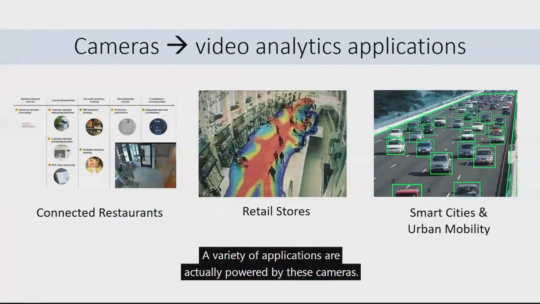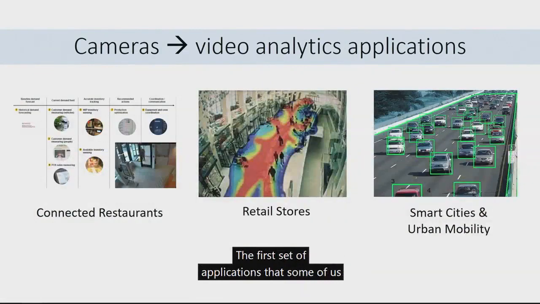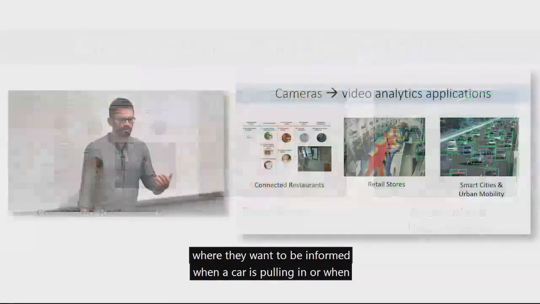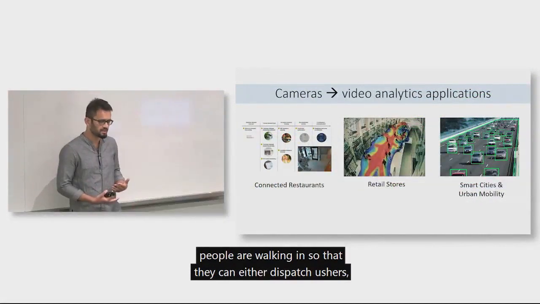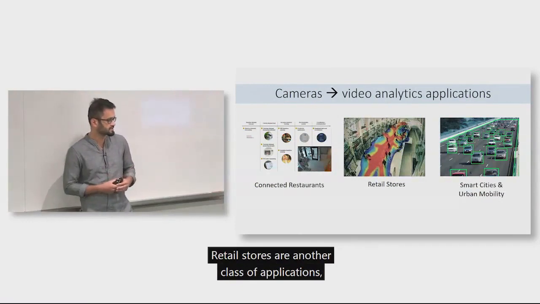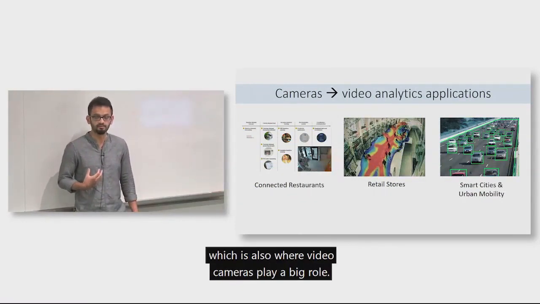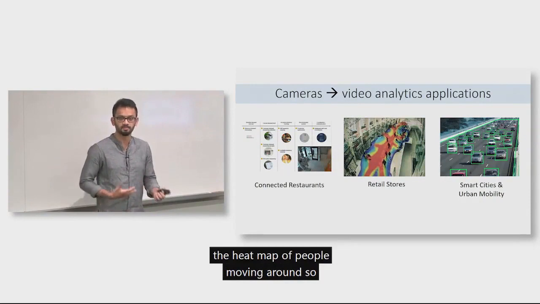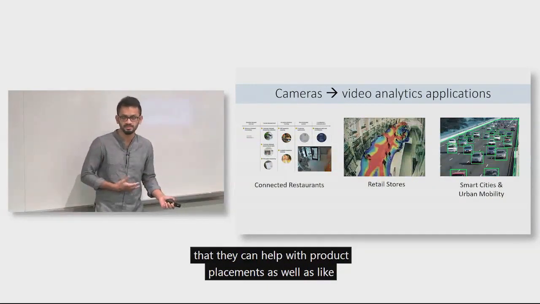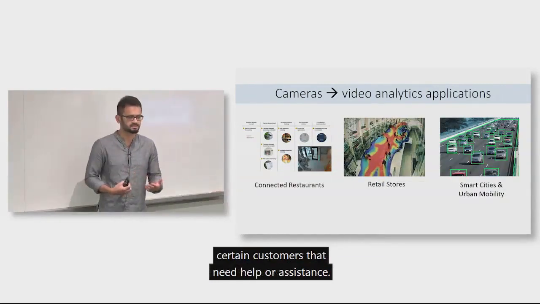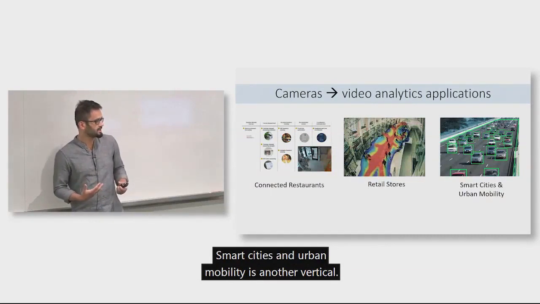And what do people do with these cameras today? A variety of applications are actually powered by these cameras. The first set of applications that some of us have worked on is deployed by restaurants, where they want to be informed when a car is pulling in or when people are walking in, so that they can either dispatch ushers or pre-make certain food items. Retail stores are another class of applications, which is also where video cameras play a big role. People want to know, from a historical perspective, what the heat map of people moving around looks like so that they can help with product placements, as well as real-time intervention when they see certain customers that need help or assistance. Smart cities and urban mobility is another vertical.